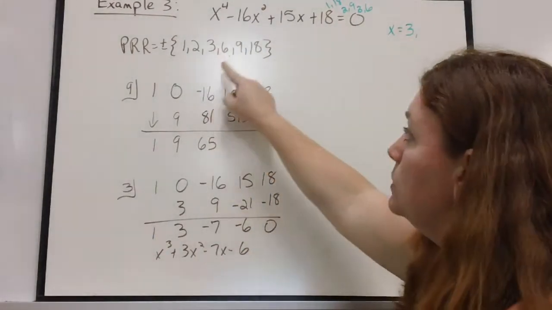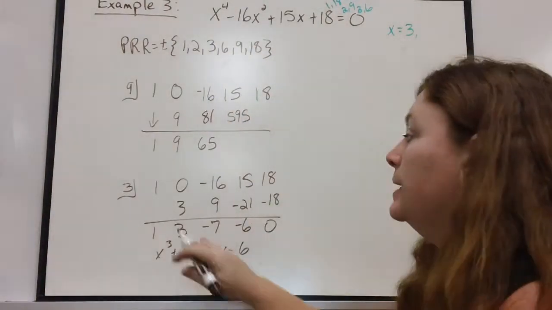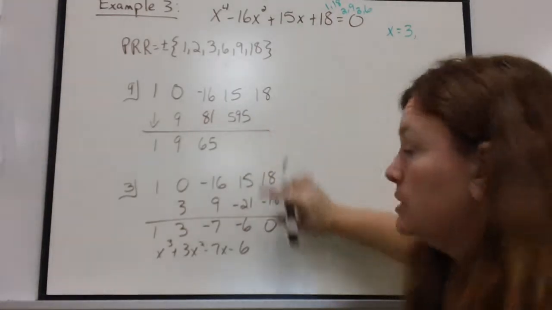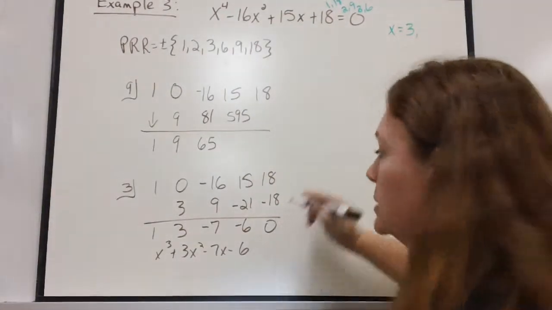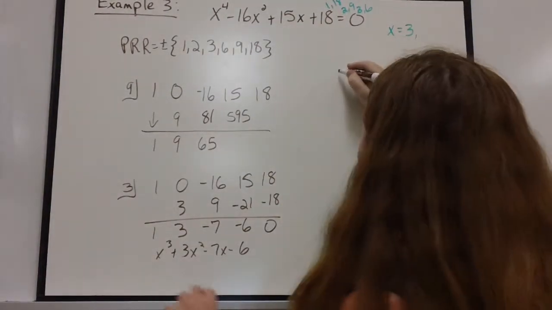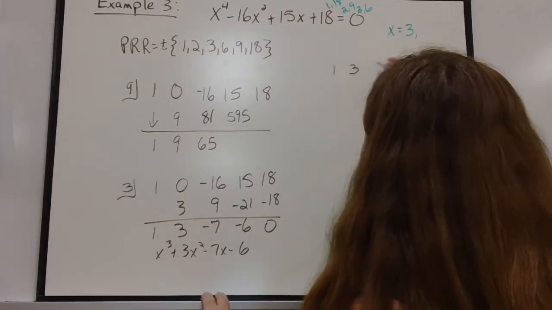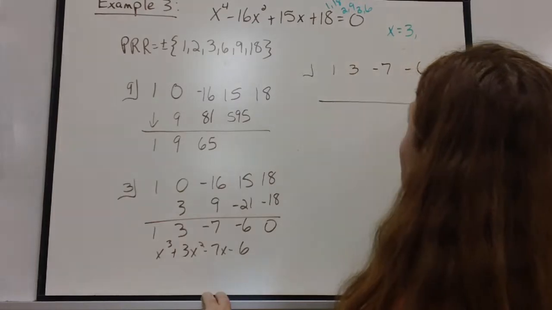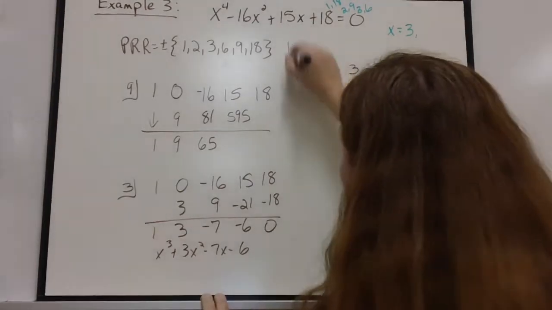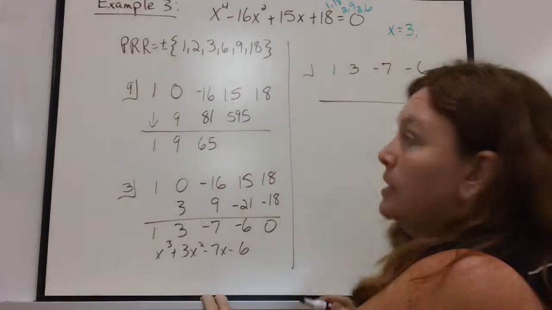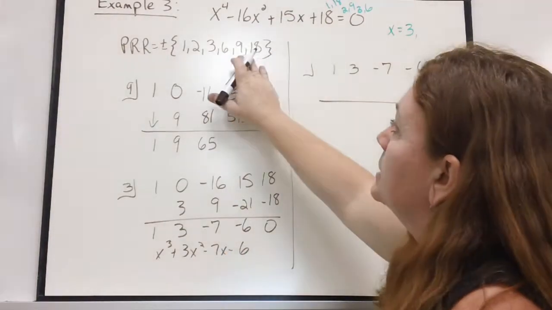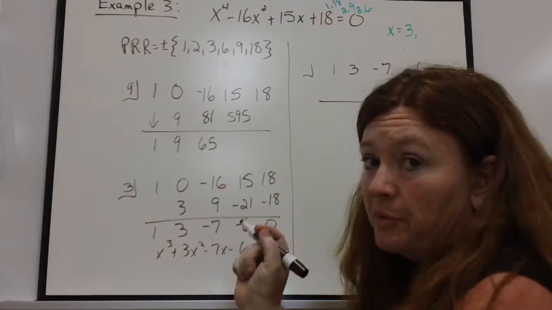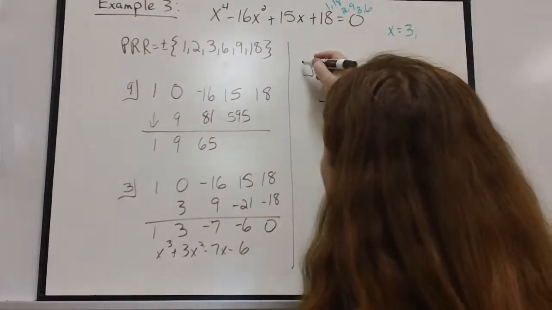So I'm going to keep using the ones I haven't used, but I'm not going to go back to my same x to the 4th numbers. I'm going to use my x to the 3rd numbers: 1, 3, negative 7, and negative 6. And I'm going to do some more synthetic division. I already know 18 doesn't work, 9 doesn't work, I'm pretty darn sure 6 isn't going to work, and I already found 3. So let's go to 2.